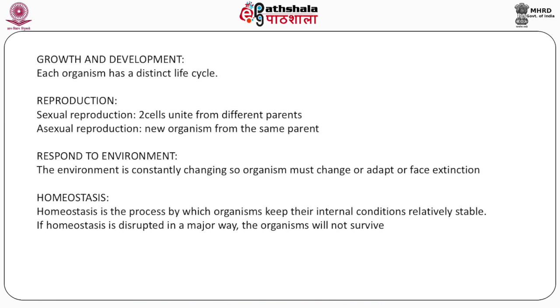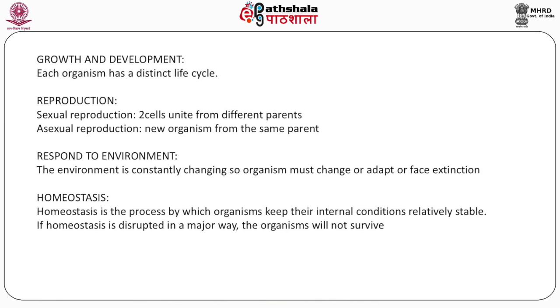Coming up, discussing a little bit on growth and development. Each organism has a distinct life cycle, and then there is reproduction. Sexual reproduction is when two cells unite from different parents, and asexual reproduction is when a new organism is formed from the same parent. And then responding to the environment.